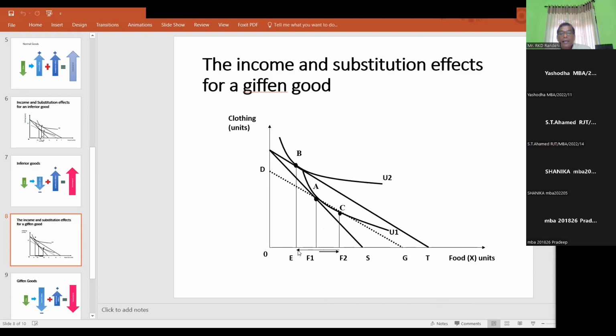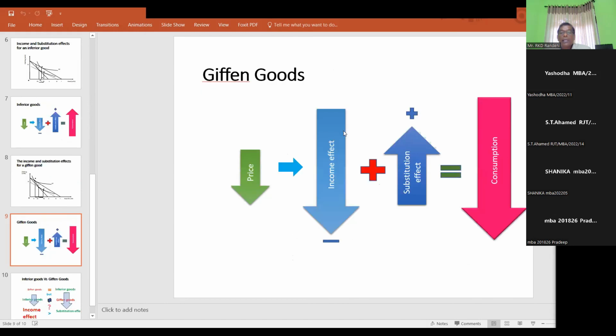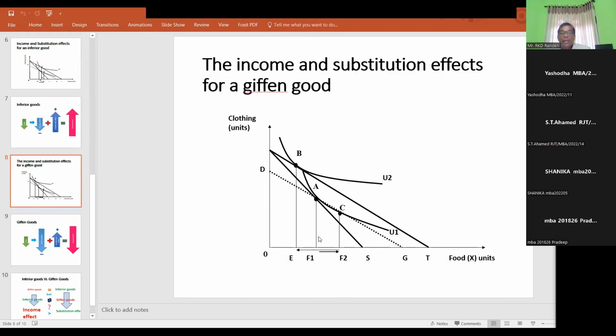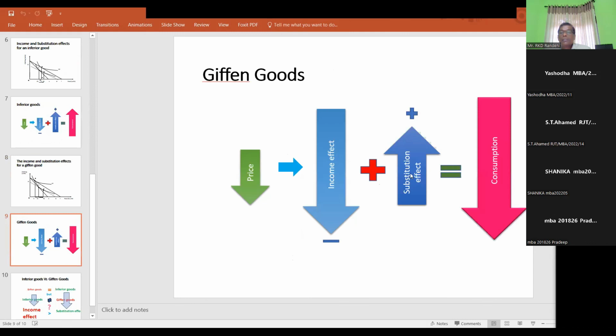Here this arrow indicates that the income effect is more powerful. Now here the income effect is more powerful. This is the substitution effect through the indifference curve. Then the total effect is also part of the income effect. Here you can realize what the effect is.